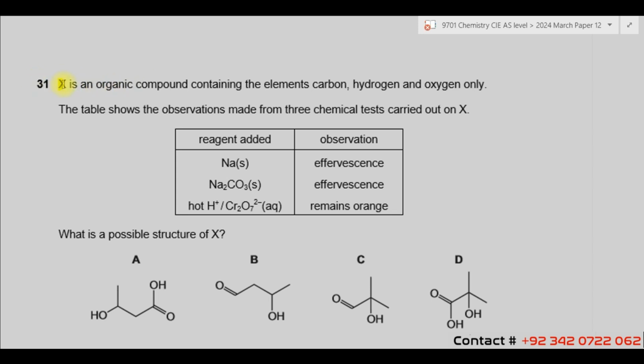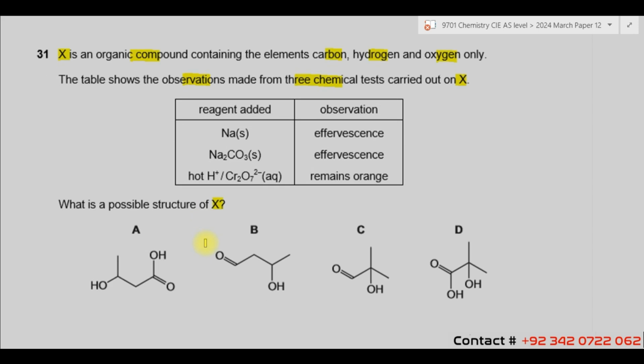Question 31. X is an organic compound containing the elements carbon, hydrogen, and oxygen only. The table shows the observations made from 3 chemical tests carried out on X. When sodium is added, effervescence is seen. When sodium carbonate is added, effervescence is seen. When an oxidizing agent is added, it remains orange. What is the possible structure of X?